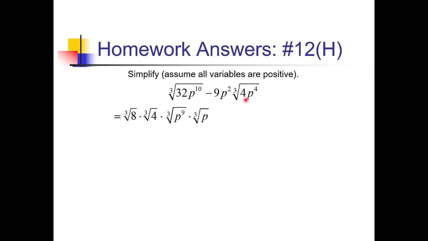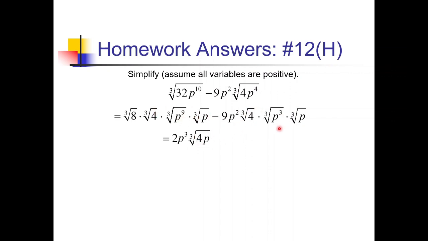Moving over to this other expression, I can't really do anything with the 4, but I can split up my p to the 4th into the cube root of p to the 3rd times the cube root of p. Everything else here, the 9, the p squared, the cube root of 4 is going to have to stay the same. Simplifying a little bit now, the cube root of 8 is 2. The cube root of p to the 9th, dividing there, we get p to the 3rd. And then I have the cube root of 4p left over for the radical.